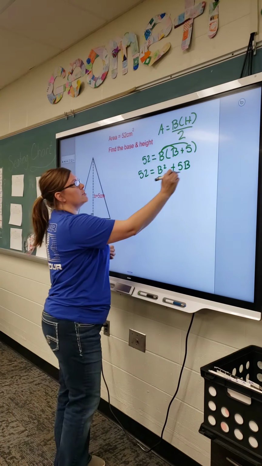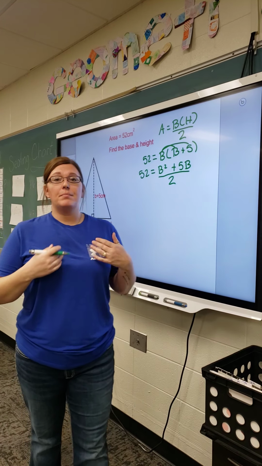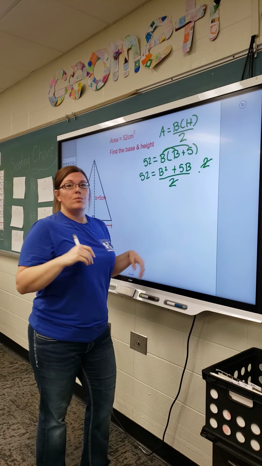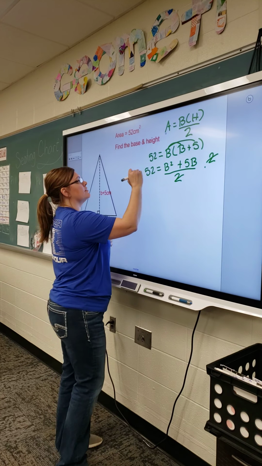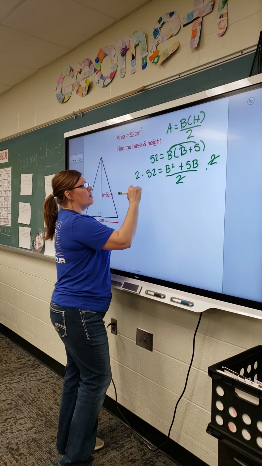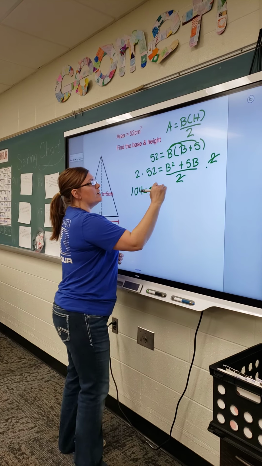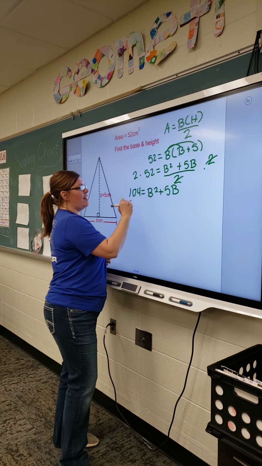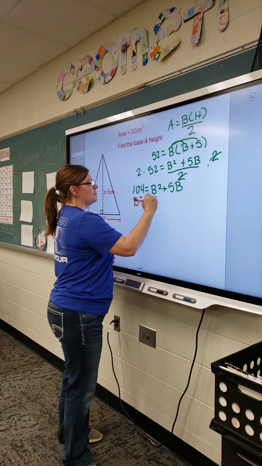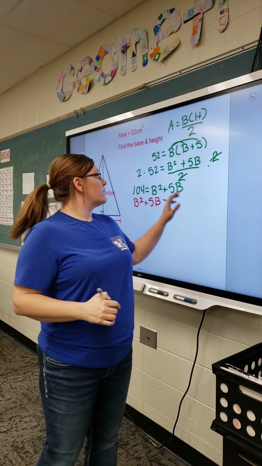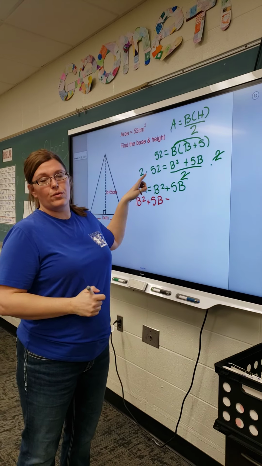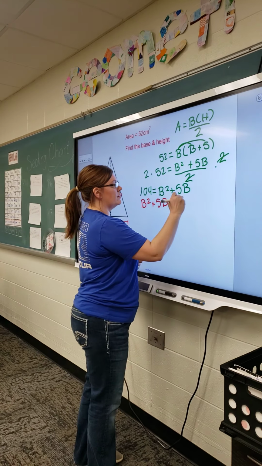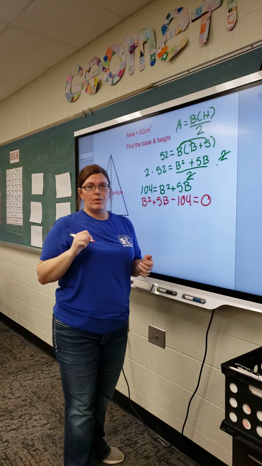And we're still divided by 2. I'm kicking that fraction out. So I'm going to multiply this side of the equation by 2. Those cancel. What I do to one side of the equation, I do to the other. Times 2, we end up with 104 equals b squared plus 5b. Guess what's happening? Quadratic, you got it. Don't forget to set this equal to 0. Right now you have b squared plus 5b set equal to 104. When you're doing quadratic, the equation has to be set equal to 0. So you're going to subtract 104 and set that equal to 0.